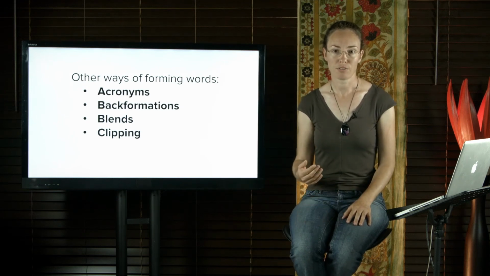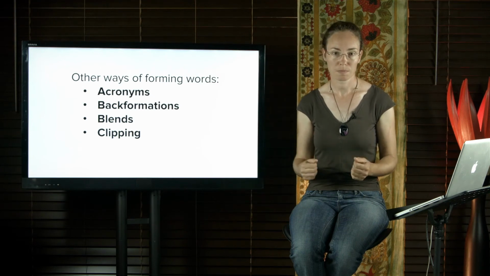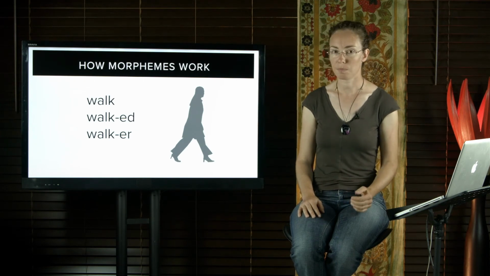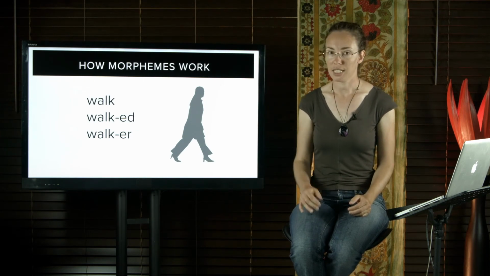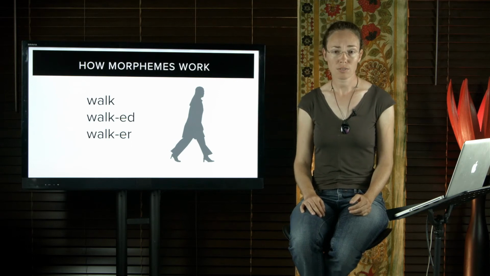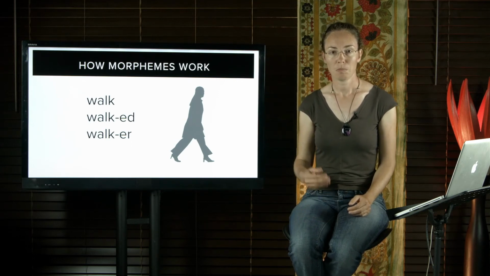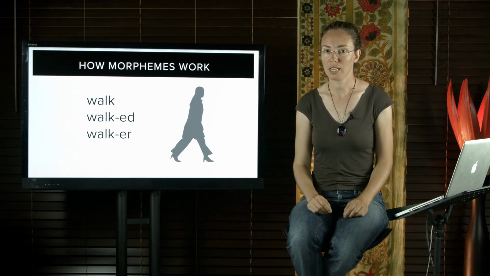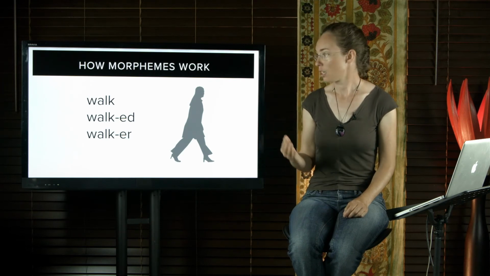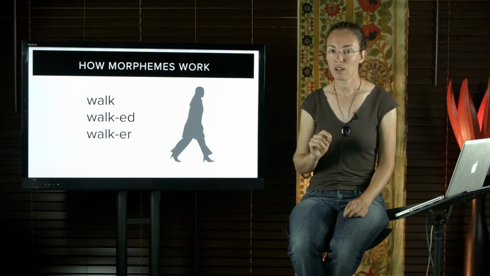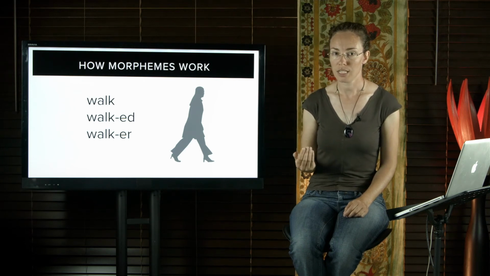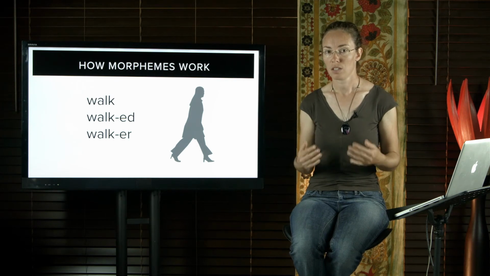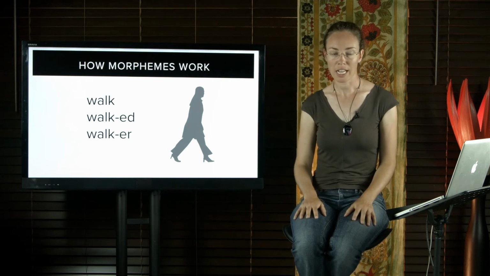Different morphemes have different functions. They do different things. So look at these English words: walk, walked, and walker. When the morpheme ed is added to walk, it creates a different form of the same word. But when the morpheme er is added to walk, it creates a whole new word with a new meaning. This is because the morphemes ed and er are different kinds of suffixes. We say that ed is an inflectional suffix, while er is a derivational suffix. So we'll explain derivation and inflection in a moment.